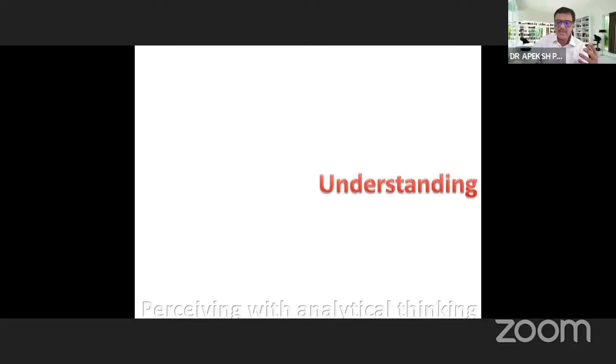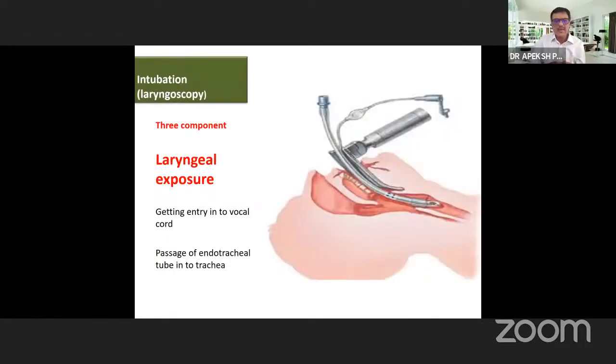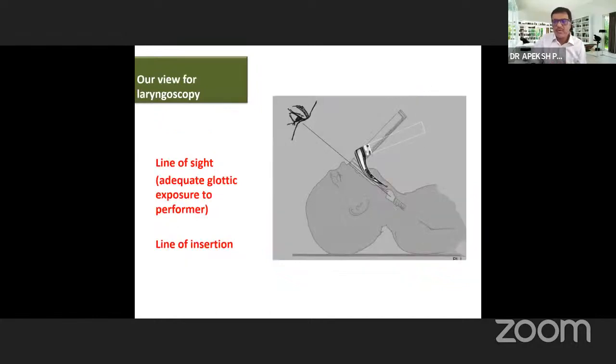So my talk is on understanding and optimizing. What do you mean by optimizing? Optimizing laryngoscopy means getting the best possible view. And understanding laryngoscopy means perceiving the anatomy and performance of laryngoscopy with analytical thinking. So usually we do a laryngoscopy for what? We do it to create a direct line of sight and to create a passage for the endotracheal tube to facilitate intubation. That's the purpose of doing laryngoscopy.